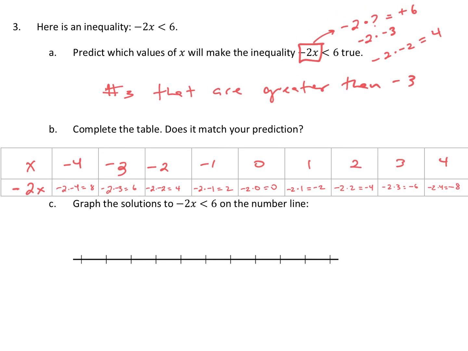So I see that as I move to the right of my table, my values do stay smaller than 6. So I know that I made an accurate prediction. So let's go ahead and make a number line. So I'm going to start with my negative 3 in the middle, build my number line around that negative 3.